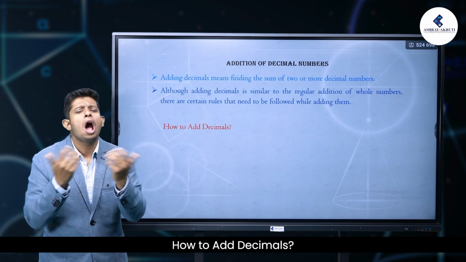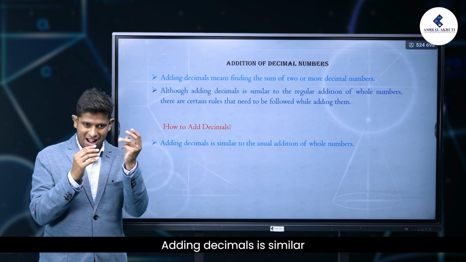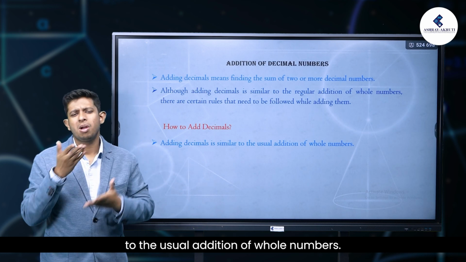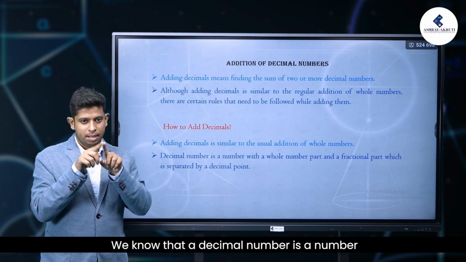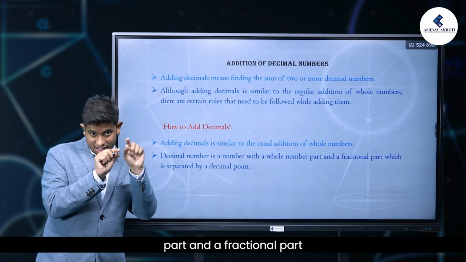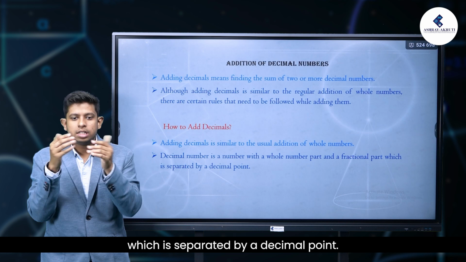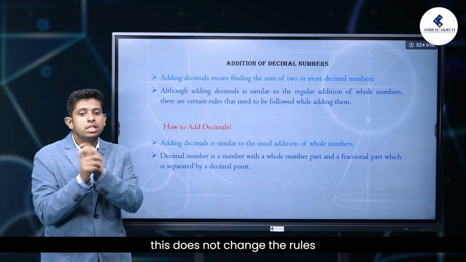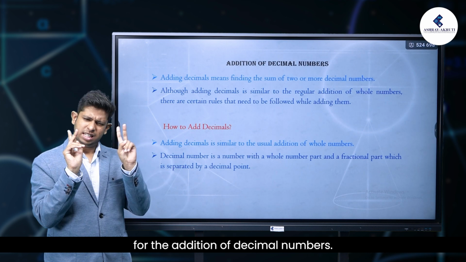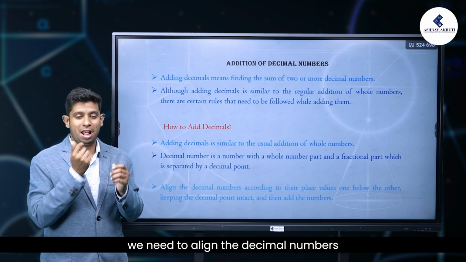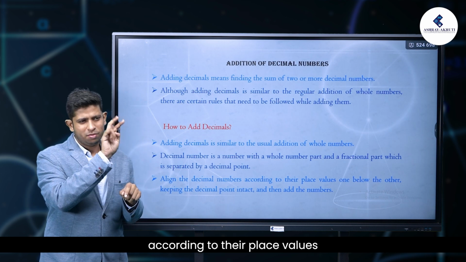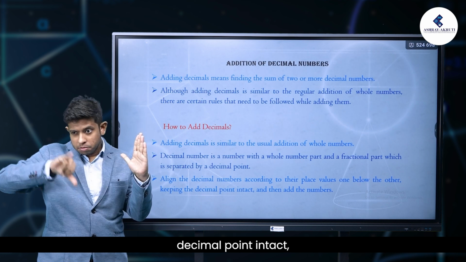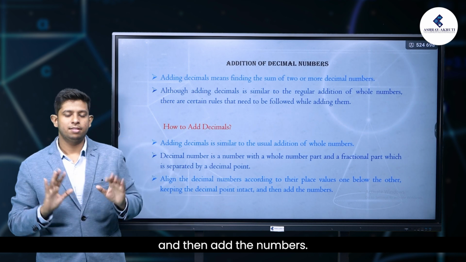How to add decimals. Adding decimals is similar to the usual addition of whole numbers. We know that a decimal number is a number with a whole number part and a fractional part which is separated by a decimal point. However, this does not change the rules for the addition of decimal numbers. For this, we need to align the decimal numbers according to their place values, one below the other, keeping the decimal point intact, and then add the numbers.